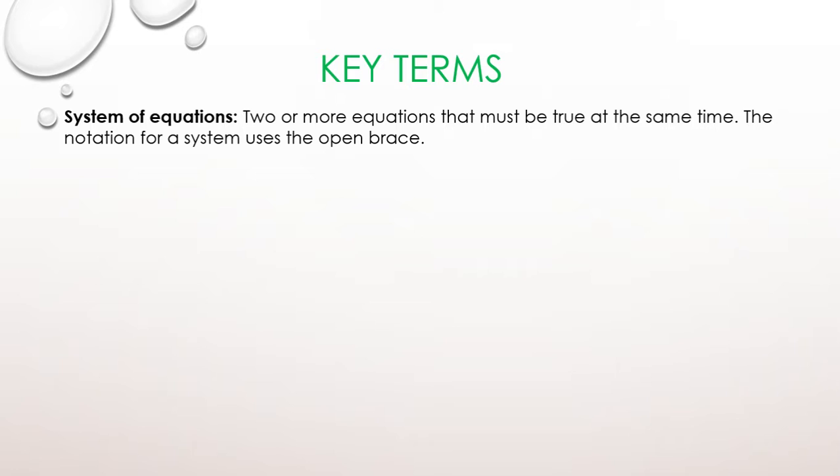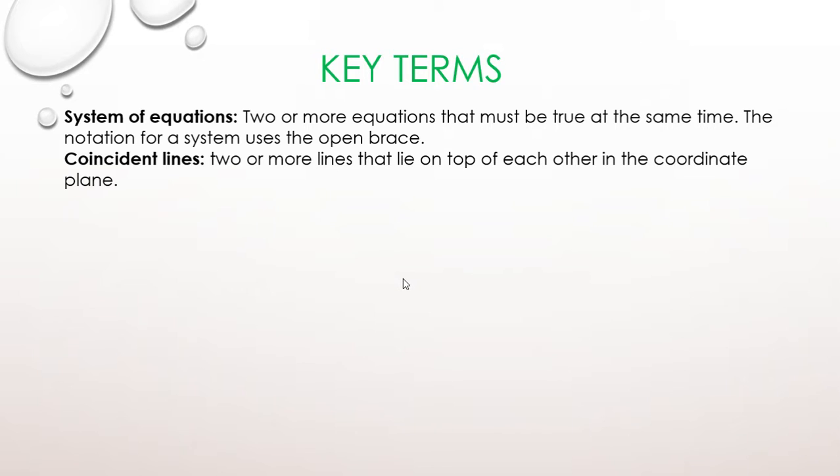Let's go over some key terms. First, we have a system of equations, which is two or more equations that must be true at the same time. The notation for a system uses the open brace. Coincident lines are two or more lines that lie on top of each other in the coordinate plane. I'll give you an example of that in a bit.